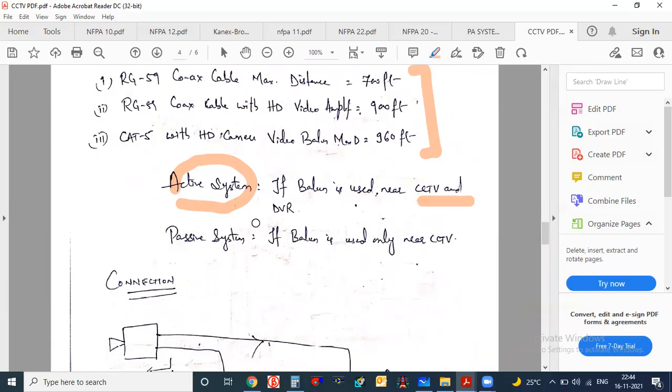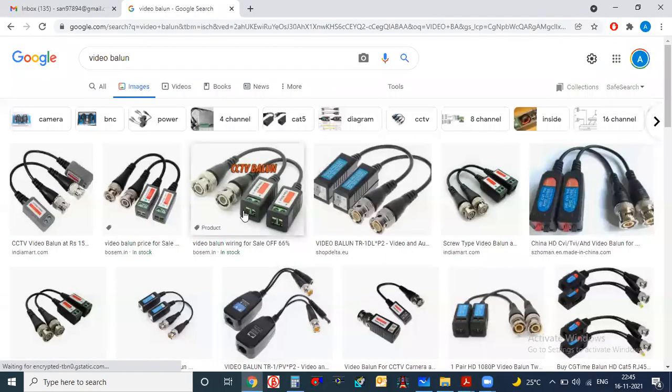So normally if you are going with active system, it is a better system because you are connecting two baluns, one near CCTV, one near DVR, or one near all the CCTVs and one near your room where you are controlling this CCTV. But balun looks like a small amplifier or something like that, or a converter. This is the balun.